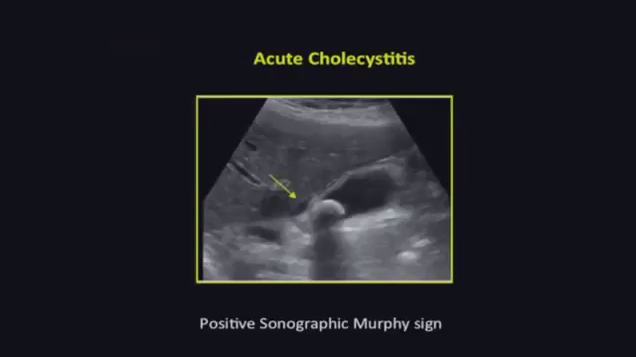So here is a typical case of acute cholecystitis. Patient with positive sonographic Murphy sign. In this case, we have a non-mobile stone impacting the neck of the gallbladder. There is diffuse gallbladder wall thickening, but it is smooth. There is also pericholecystic fluid. In this clinical presentation, this is acute cholecystitis.